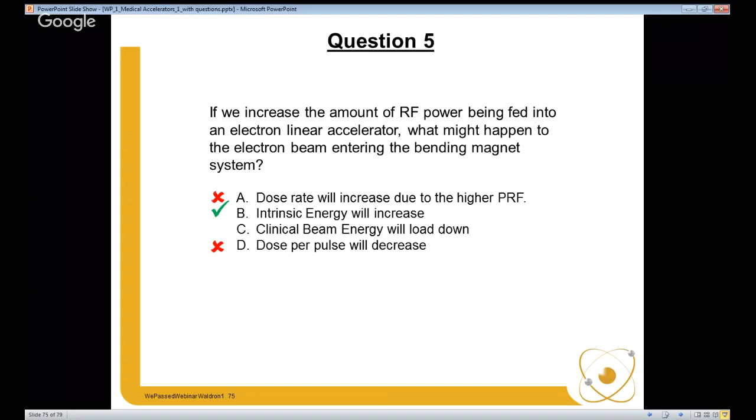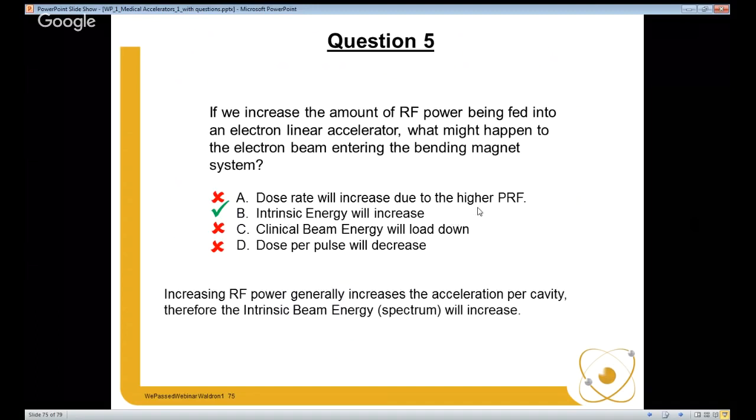The hard one to sort out here is the clinical beam energy will load down. That could happen, but that's going to happen if we increase the amount of electron fluence, not the RF power. So intrinsic energy will increase. Yes, absolutely.